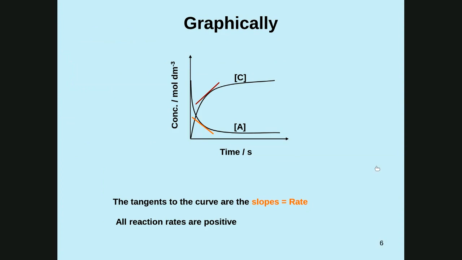Okay, now if we were to monitor the concentrations of these reactants over time, so A is a reactant and C is a product, you will see there's a steady decrease in the concentration of A and a concurrent increase in C.